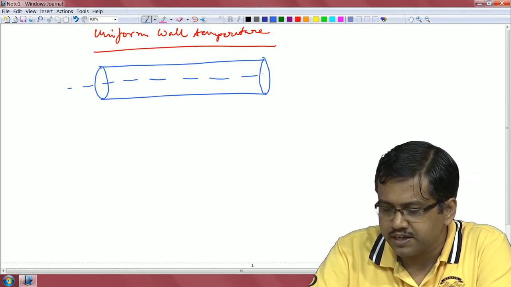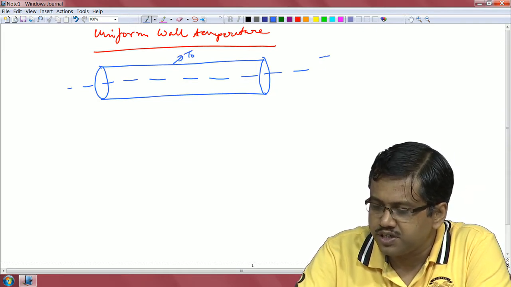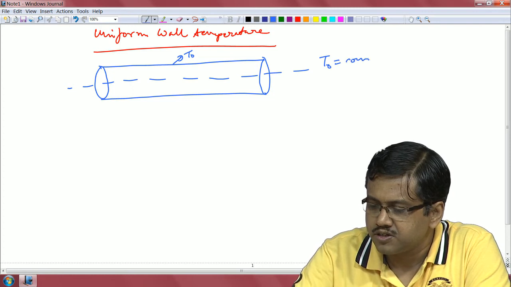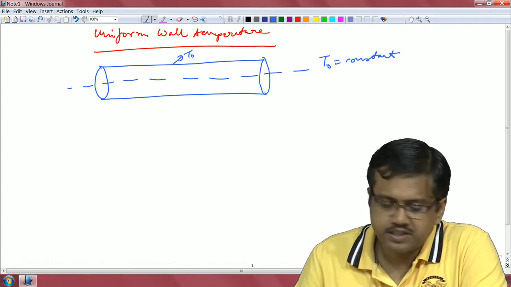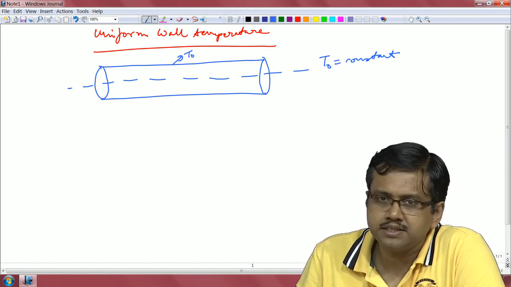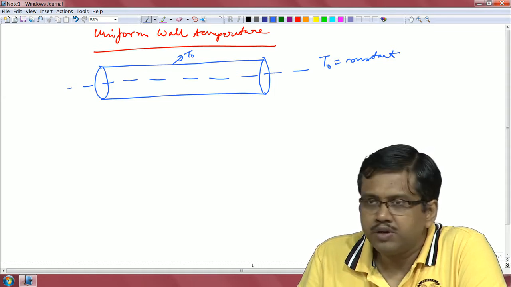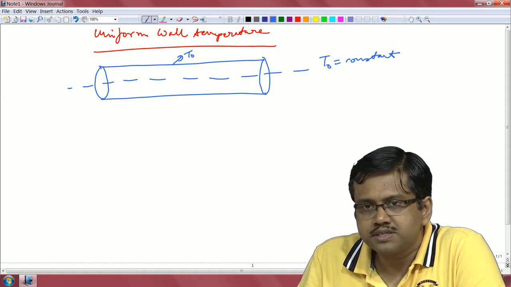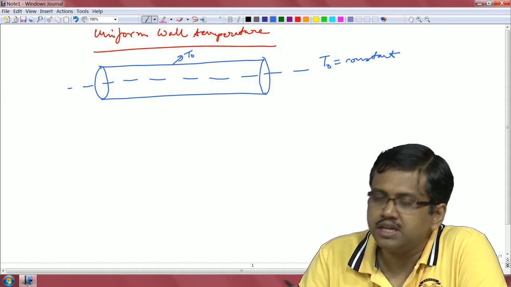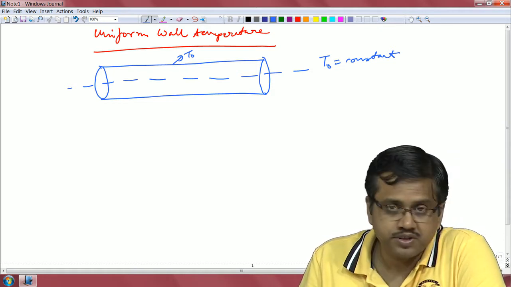this is the central axis. So, this wall temperature is T naught. T naught now is a constant. Obviously, your heat flux is not a constant anymore, right, because last class that is what we saw, that your heat flux is a constant, and we could apply some nice little tricks and we could show that the Nusselt number was approximately 4.36.